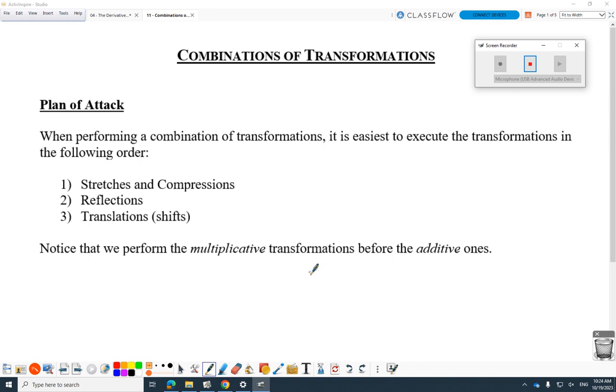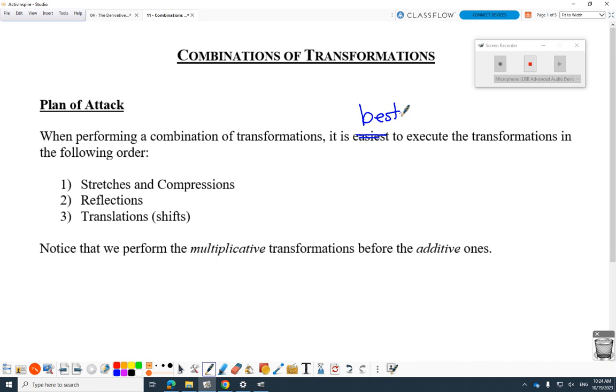So, plan of attack. When performing a combination of transformations, it's easiest, and best, to execute them in the following order. Stretches and compressions, do those first. Then do any reflections you got. Then any translations you got. Because there's only 3 types. I know there was horizontal and vertical of each one, but there's only 3 types of transformations.